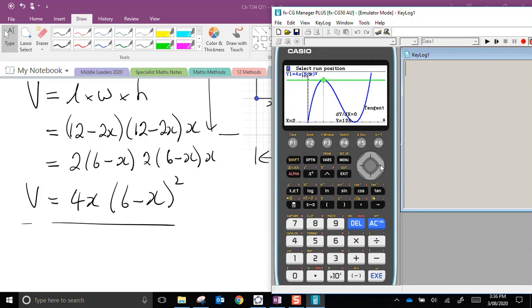As you hit the maximum, the tangent flattens off, and as you go past the top, then the tangent starts pointing down again. So I think we have pretty happily determined that the maximum value of the box is if x equals 2. I think that's a lovely question.